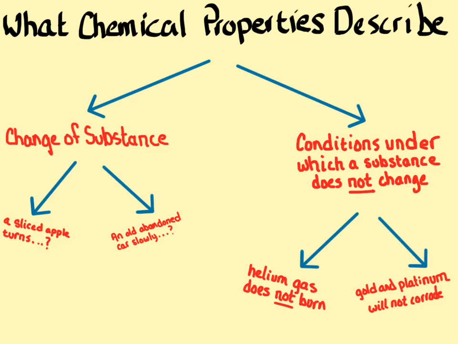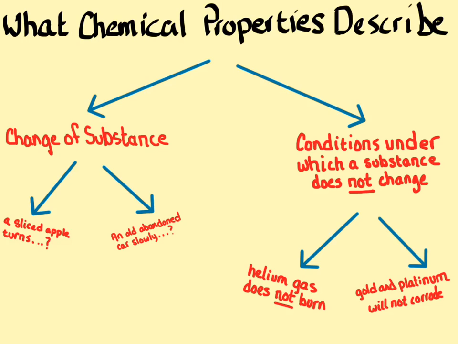Chemical properties also describe conditions under which a substance does not change. An example of that is that helium gas does not burn. In order to see that, we would, of course, have to light the gas to see if there is a combustion reaction. And with helium, there is not. So that is one of the chemical properties. It's actually describing something that is not the case with that substance.